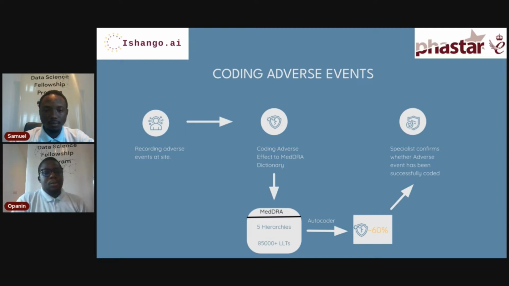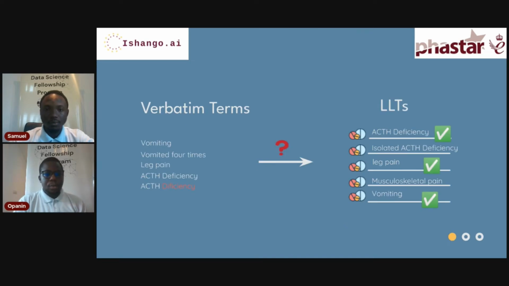It is very cumbersome doing all this process, so they try to automate it using an autocoder, which has been found to be 60% efficient. After this hassle, a specialist has to confirm whether the data manager was able to properly code this adverse event to the proper terminology in the MedDRA dictionary.